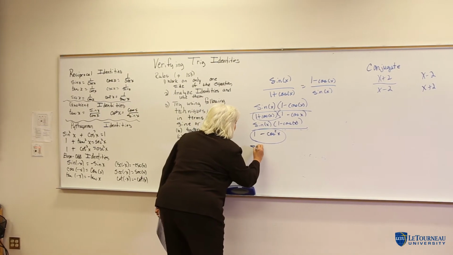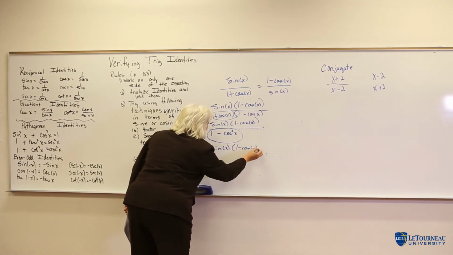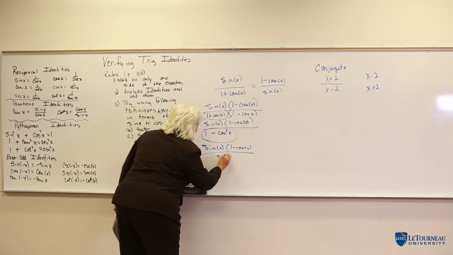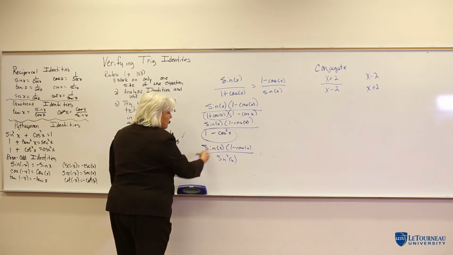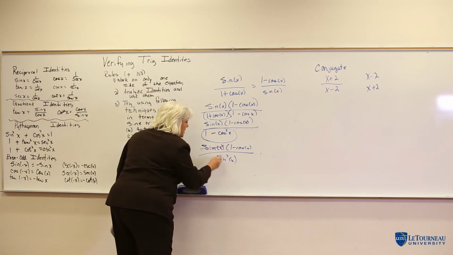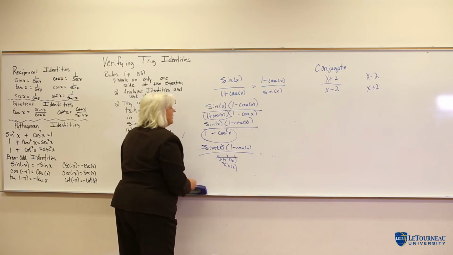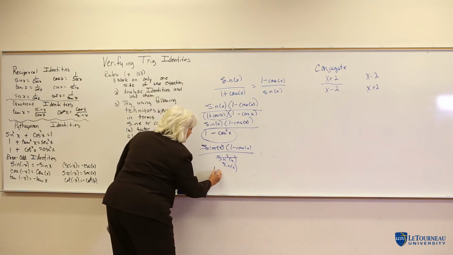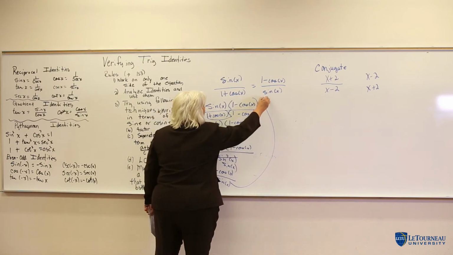So I'm going to do sine x times 1 minus cosine x all over sine squared x. And just like you could cancel an x and an x squared, you can do that with a sine as well. So this sine cancels, that leaves me with one sine here. So that ends up being 1 minus cosine x over sine x. And I have verified that. That's what I'm looking for.